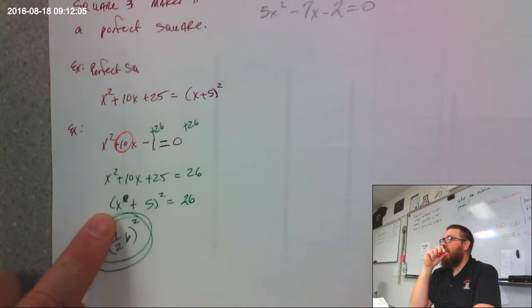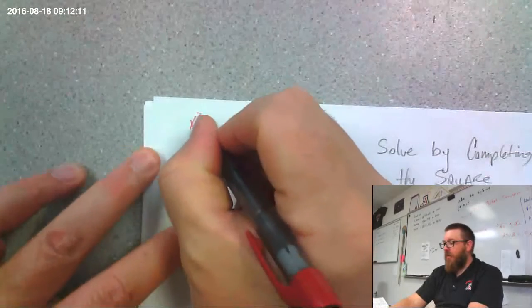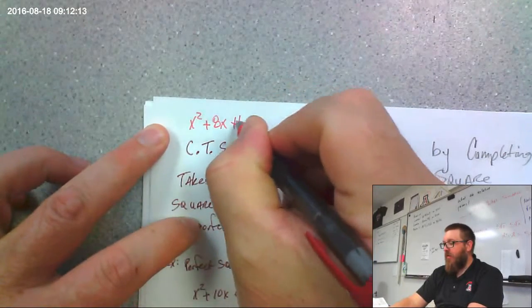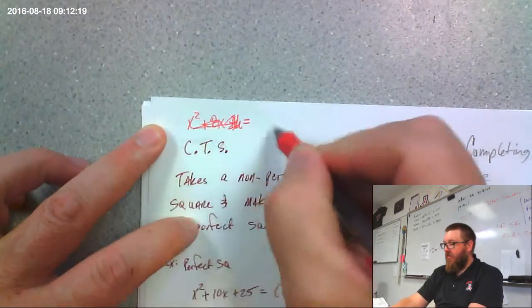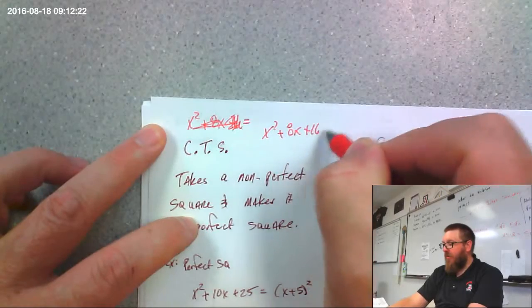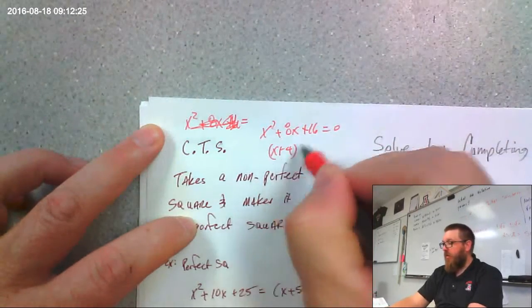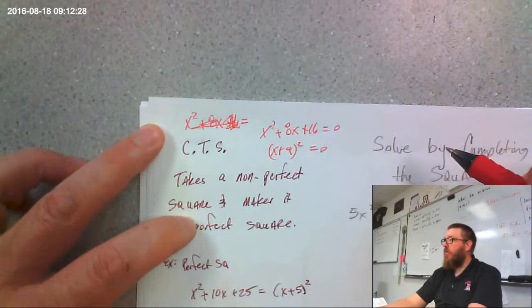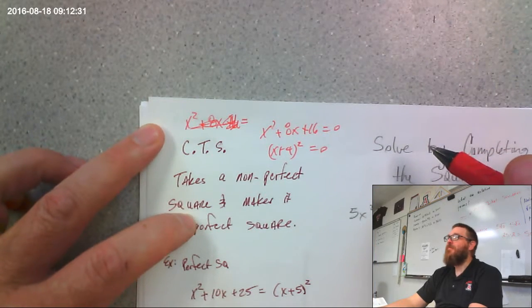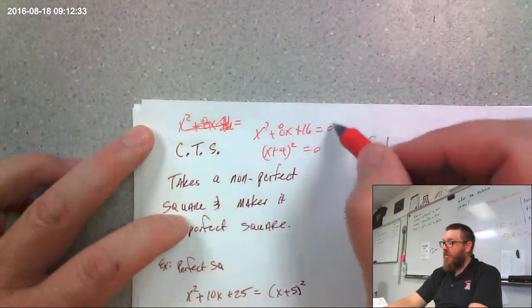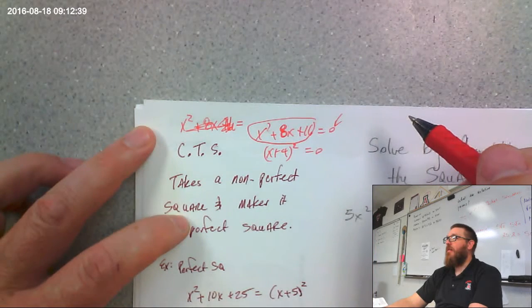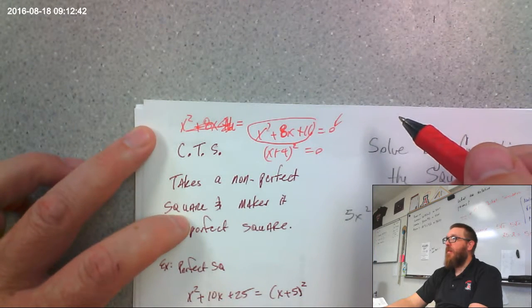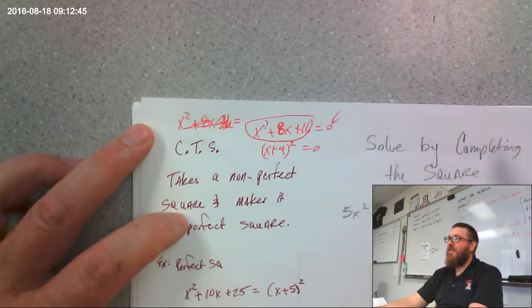You know it's not perfect when there's a 0 on the right side? No. Like for example, x squared plus 8x plus 16 equals 0. That's a perfect square. That's x plus 4 squared equals 0. So it has nothing to do with the right side. It has to do with, is this a product of a binomial squared? Does that answer your question or no?